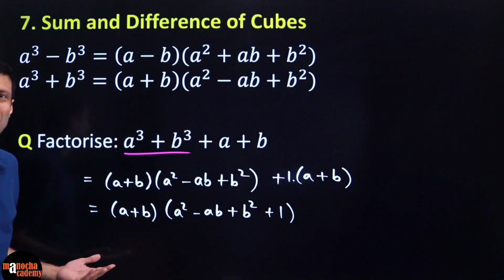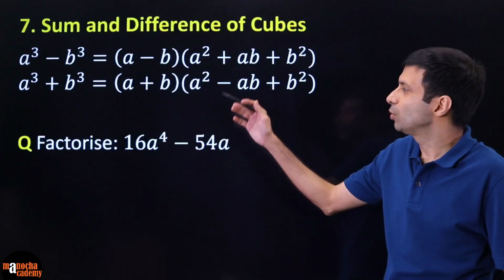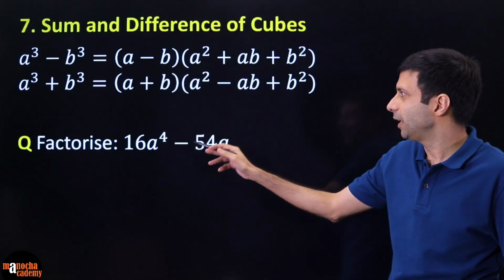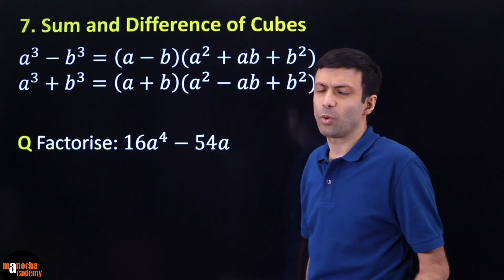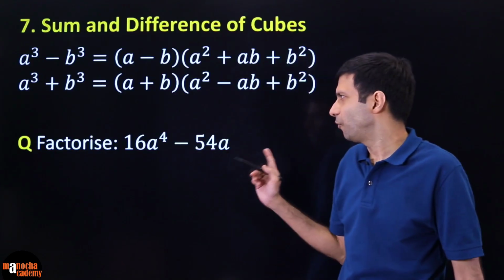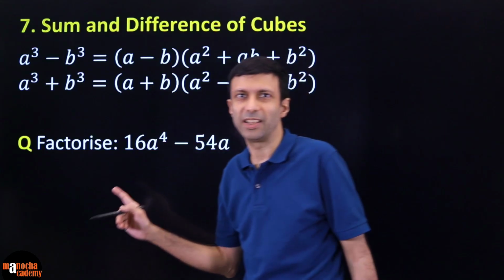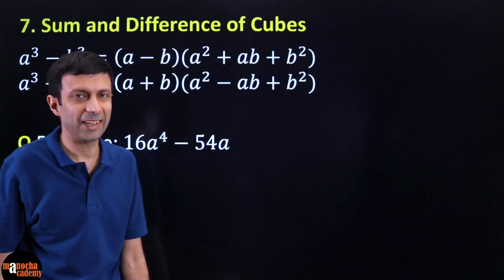There's our final answer. We got it. Let's see if we can use these identities to factorize 16a to the power 4 minus 54a. So what is the golden rule? First check if there's something common you can take here. Is there something common that I can take?